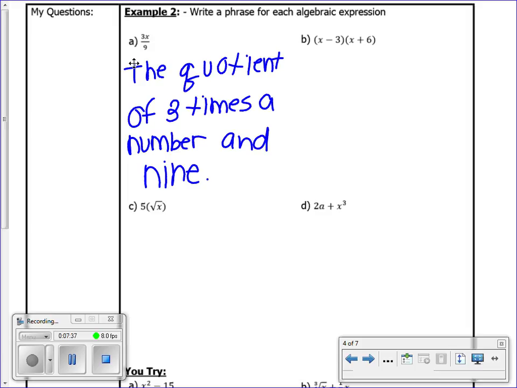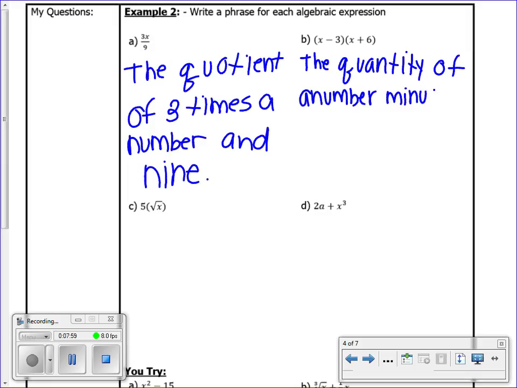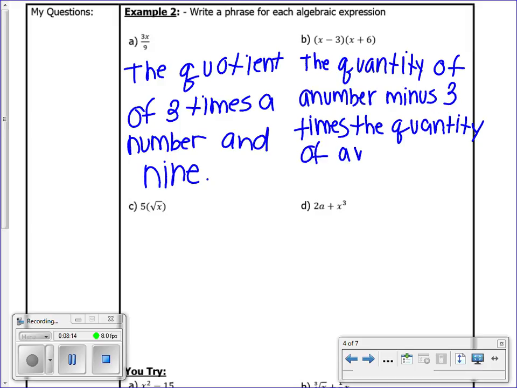The next one, we have parentheses. So remember, we use the word quantity to represent the parentheses. So we say the quantity of a number minus 3 times the quantity of a number plus 6.